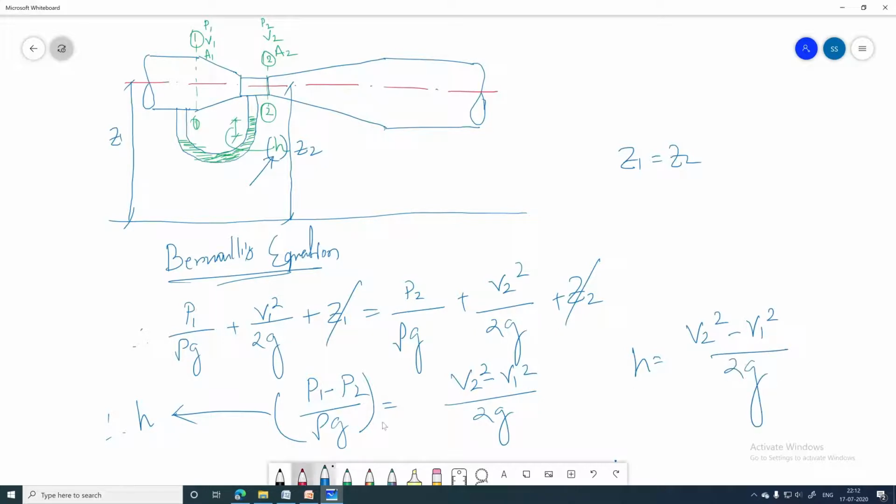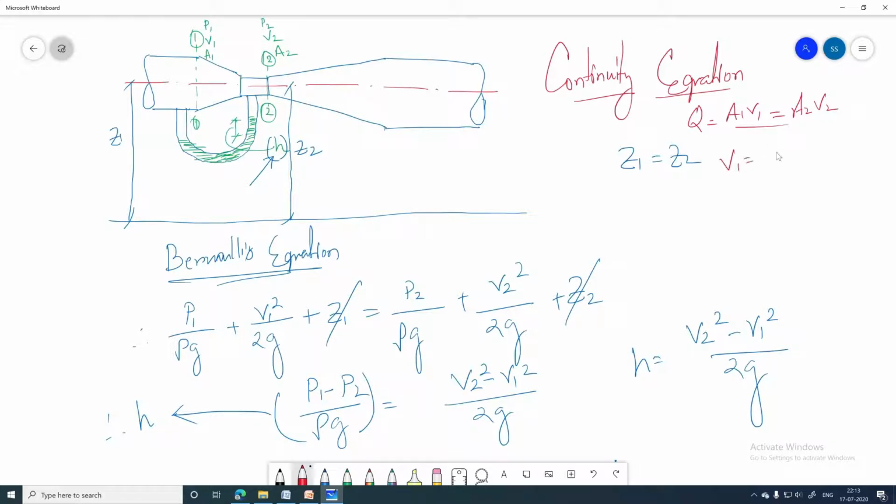Now as per the continuity equation, Q equals A1 V1 equals A2 V2. So from this equation, if we want to determine the value of V1, that is A2 V2 by A1. Suppose we consider this as equation 1 and this as equation 2.